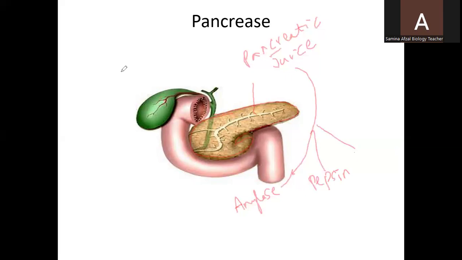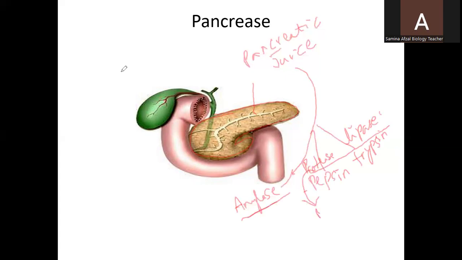pepsin, or trypsin, or you can say protease, and lipase. So these are the three different types of enzymes.